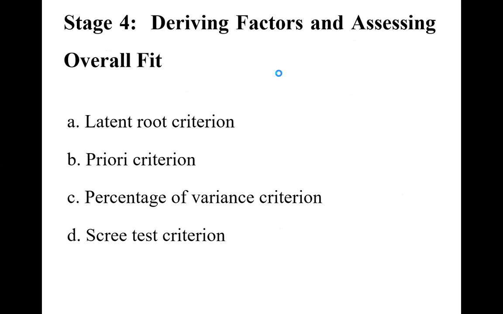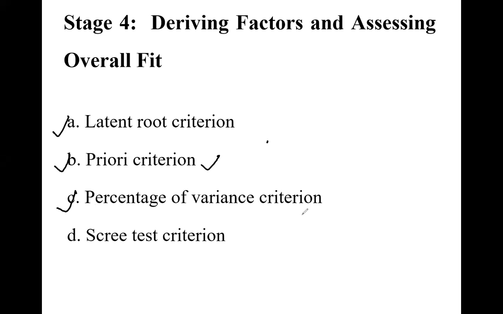Now you can ask me, sir, how to decide how many factors we should retain. There are many criteria. One is the latent root criterion. Second is the a priori criterion. A priori means from previous research. For example, if in a previous research a particular concept was explained through 5 factors, then you can decide to take 5 factors.